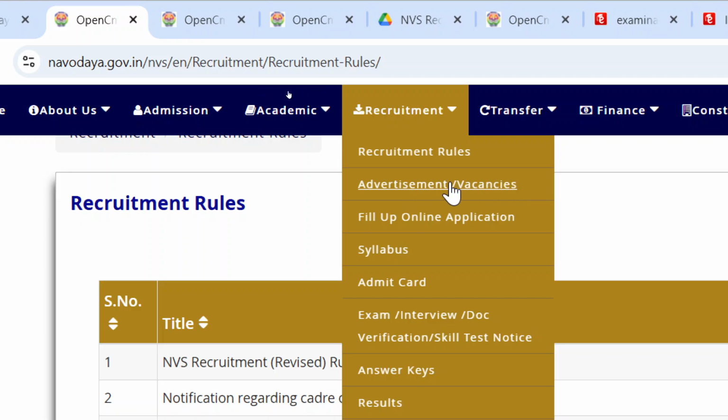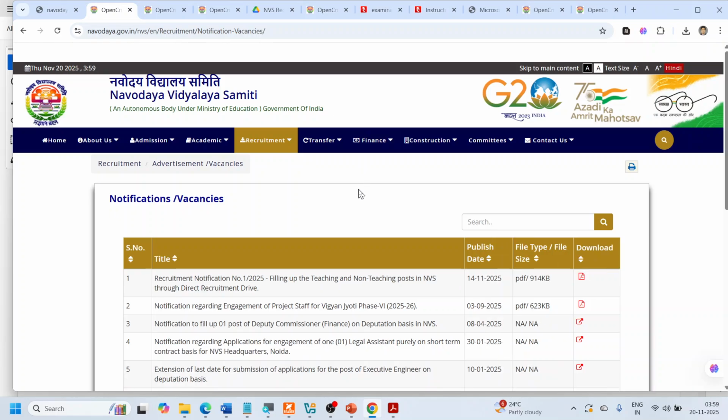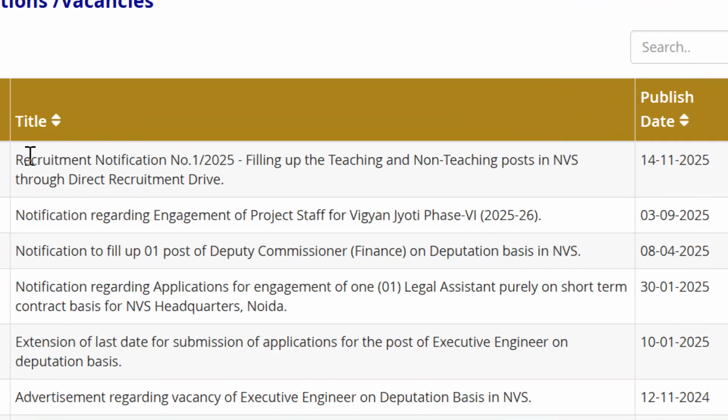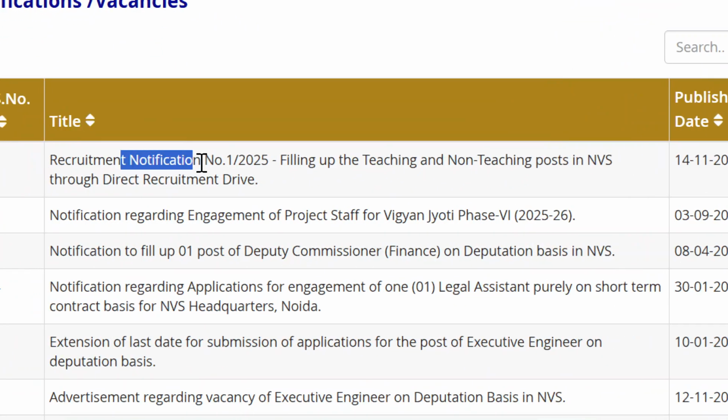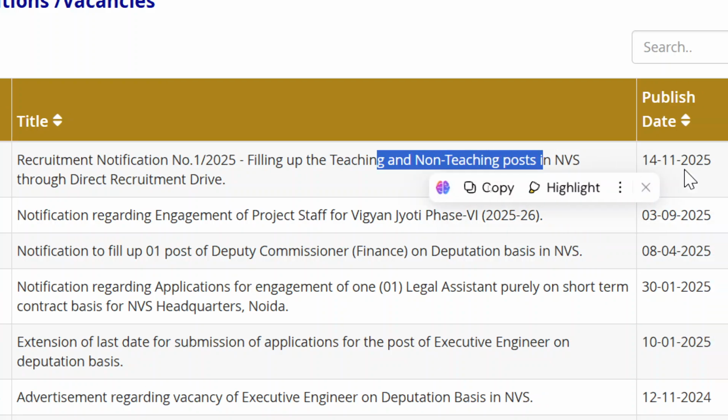This is the one that has all the details. The first one you can glance through if you have plenty of time. If you click on this advertisement for vacancies, you will get this. The first option is the one that has everything in it. The notification is 1 2025, filling up of teaching and non-teaching posts in NVS, direct recruitment drive.